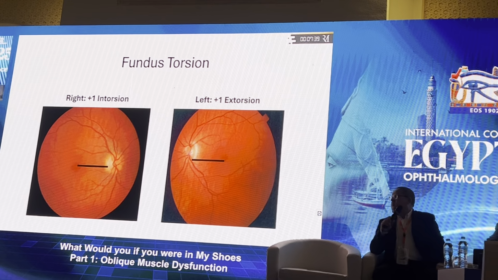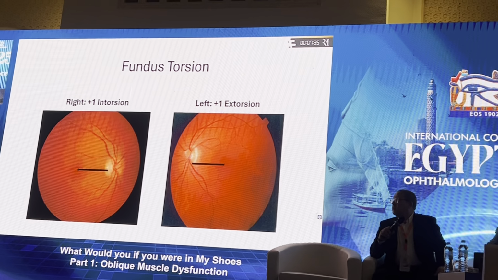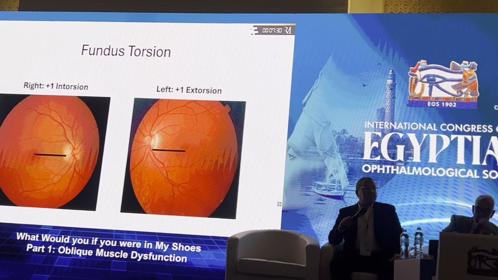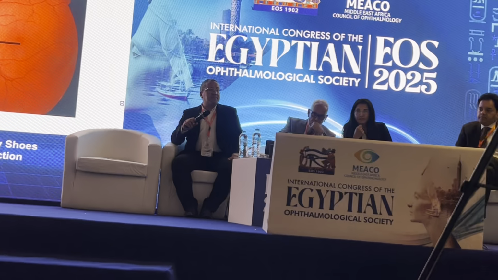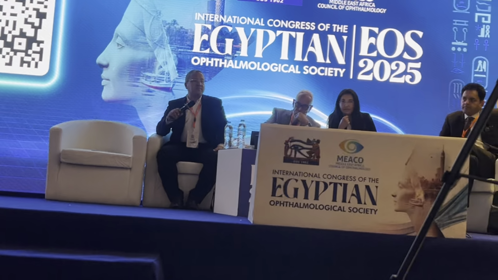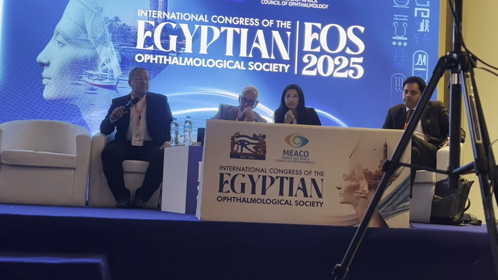Any chance for this test? Sorry? Any chance for this test? He had actually alternate cover, he did not do the three-step test. So just a vertical deviation that is comitant, it can be a right superior oblique and it can be a left superior oblique muscle. What would be your treatment plan?